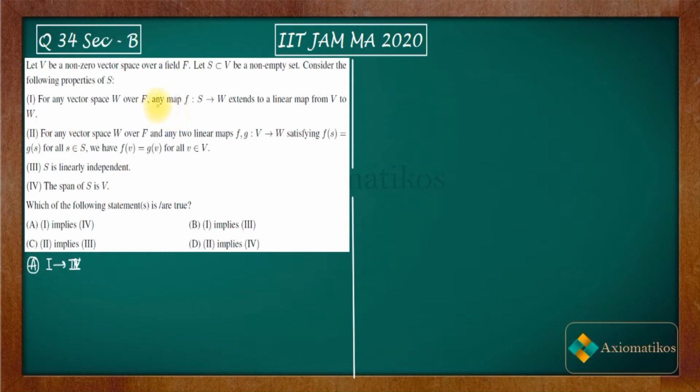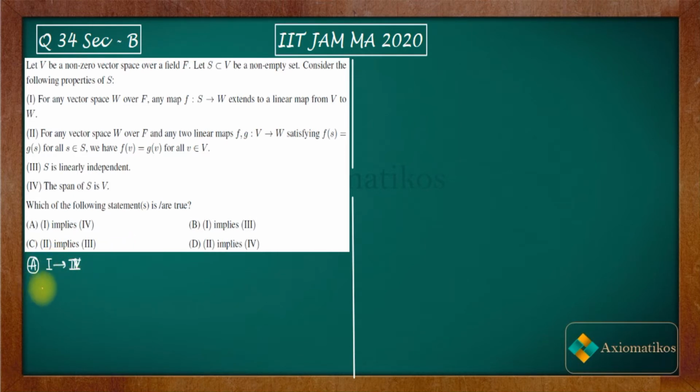Now in this case, please focus on this word "any". Any actually means here that whatever map you choose on S, that map can be extended to a linear map from V to W. In the fourth statement, it is given that span of S is V. So if the first happens, it will imply the fourth happens, according to option A. Alright. So we have to check whether it is happening or not.